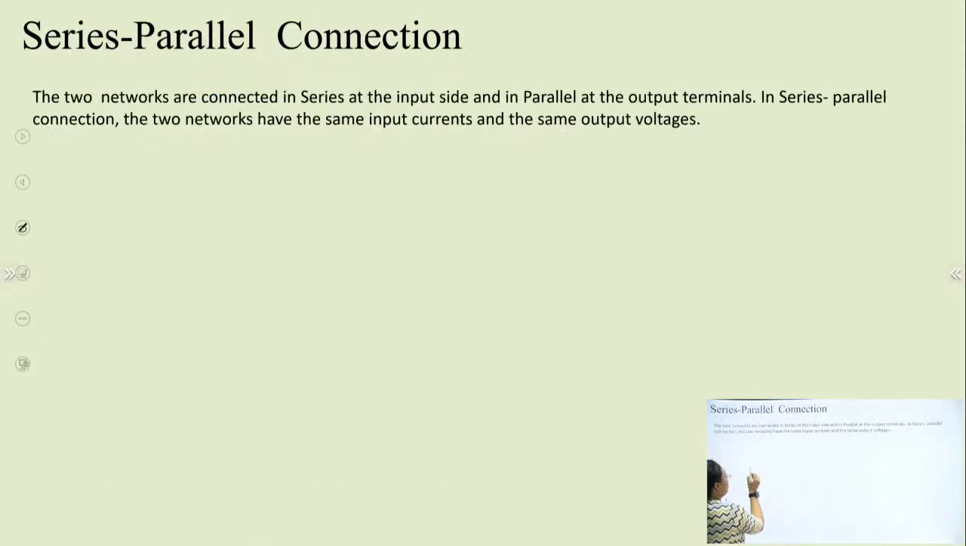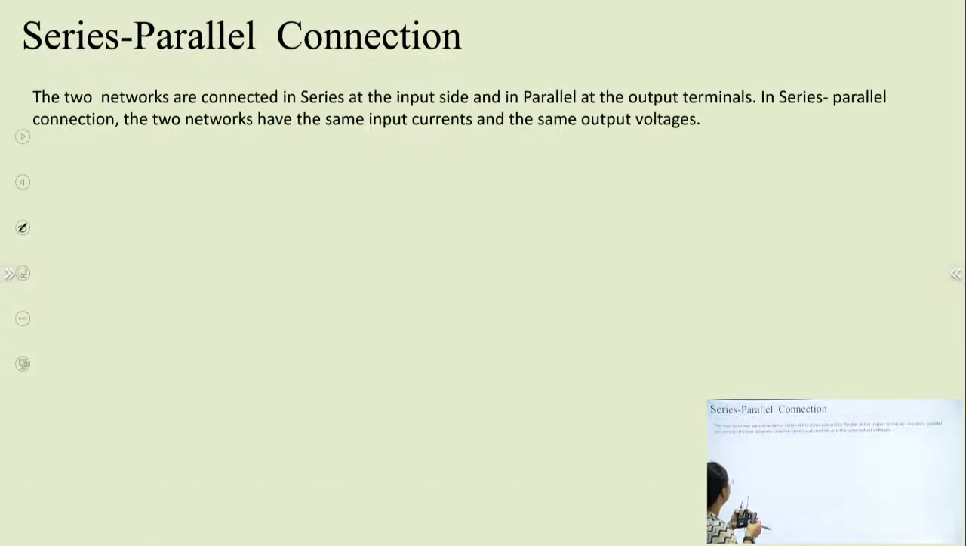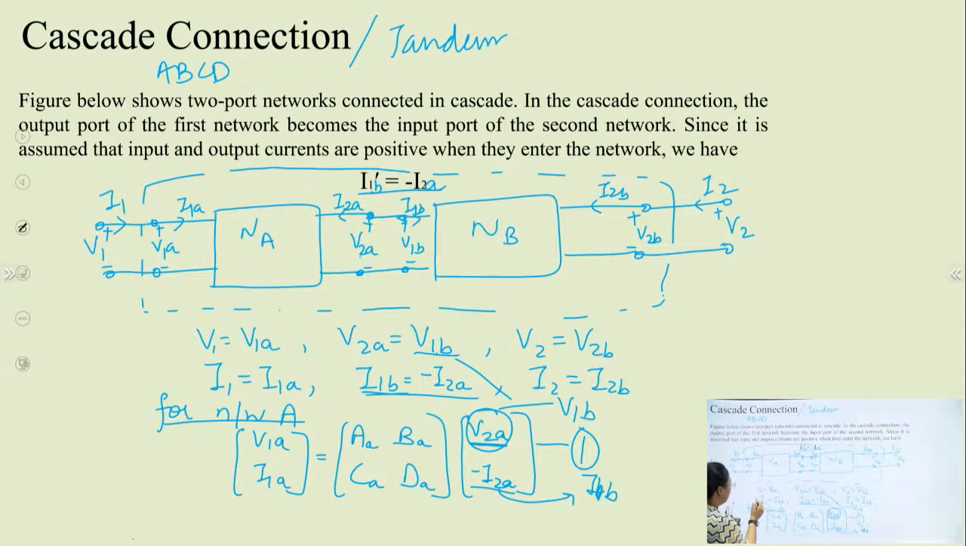नाउ सी व्हाट इज द वैल्यू ऑफ दिस V1A. यहाँ पे V1A और I1A की इक्वेशन यहाँ से हम देखते हैं, V1A इज इक्वल टू V1 और I1A इज इक्वल टू I1. सो ये वैल्यूज आई एम पुटिंग, लेट्स से दिस इज इक्वेशन 1 एंड दिस इज इक्वेशन 2. सो इक्वेशन 1 और 2 मैं किस में पुट कर रही हूँ, उधर मैट्रिक्स में.